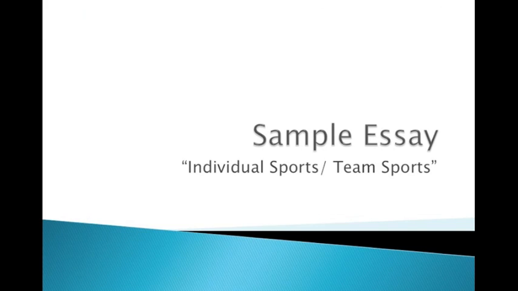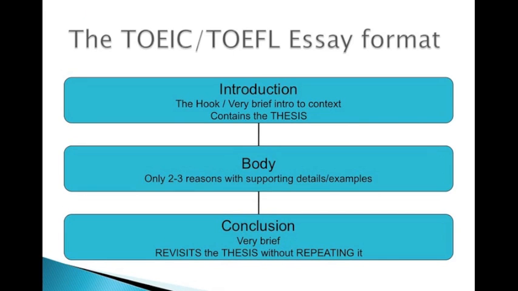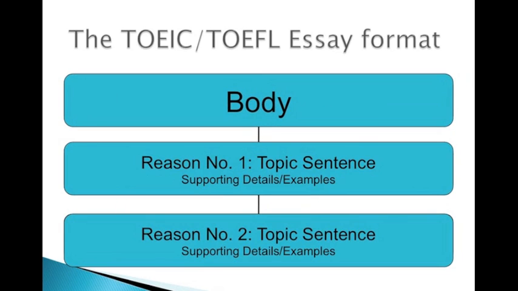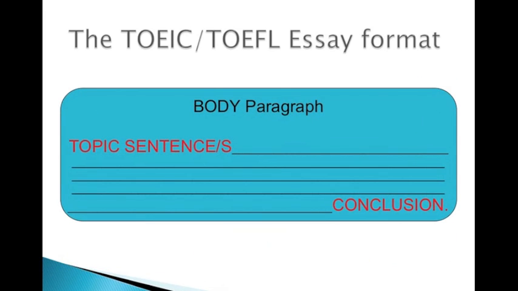So again, let's return to our sample essay, talking about the difference between individual sports and team sports and which we think is better. Again, in our typical TOEFL TOEIC format, we have an introduction, a body, and conclusion to our essay. And as we were focusing on the body, we generally have 2 different paragraphs, each one beginning with a topic sentence. Now, of course, this is the minimum. Certainly, you can have more than 2 paragraphs in your body. And the body paragraph, we stated before, starts at the topic sentence, develops, and then finishes with a conclusion.